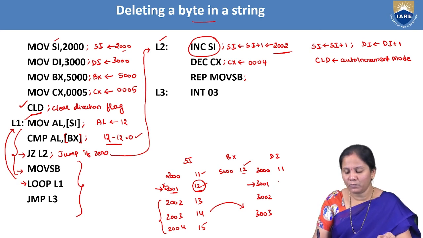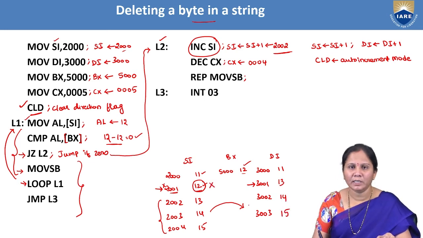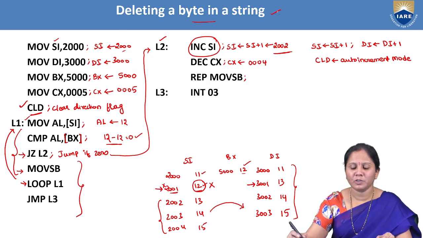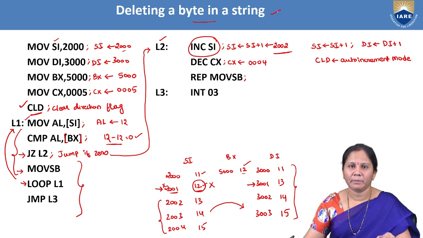So after 11 we will have 13, 14 and 15. So this 12 number will be deleted. It will not be present in the DI location. So this is how we have to write an assembly language program to delete a byte in a string.